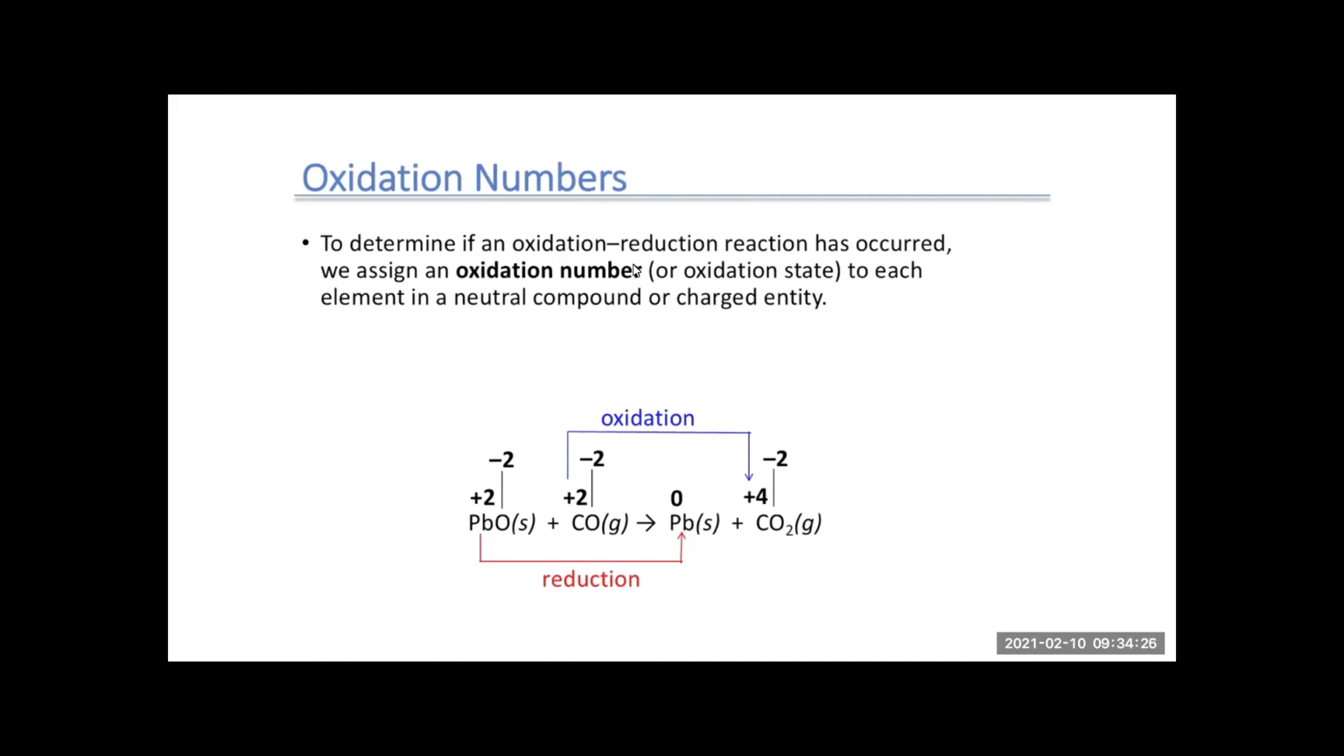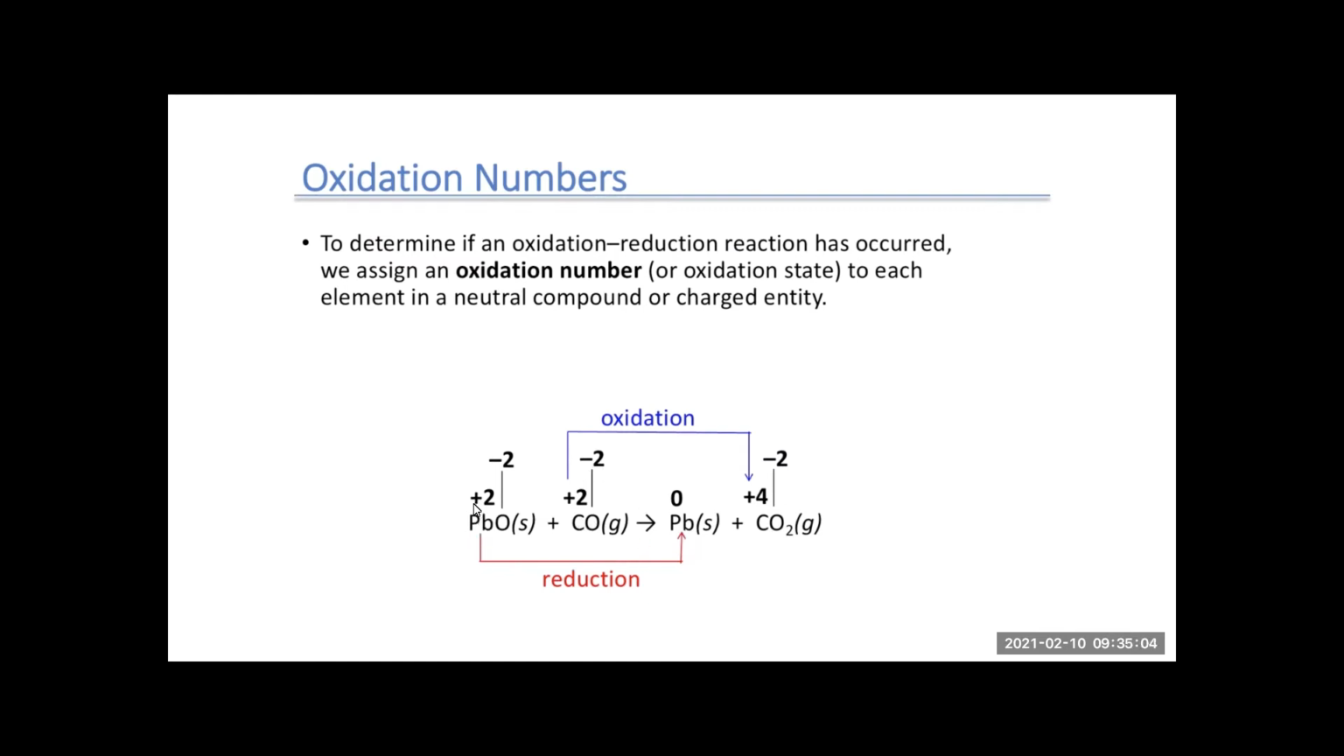So we assign an oxidation number, or an oxidation state, to each element, whether it's in a neutral compound or a charged compound. If we look at lead(II) oxide and carbon monoxide going into lead and carbon dioxide, we can assign an oxidation number for each element present.